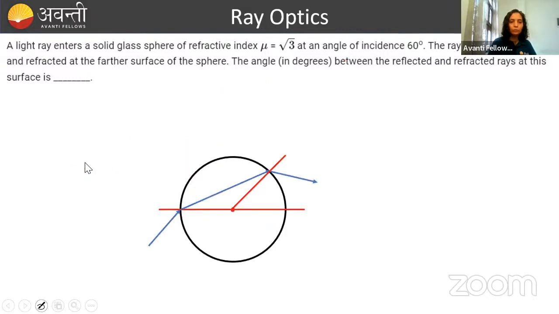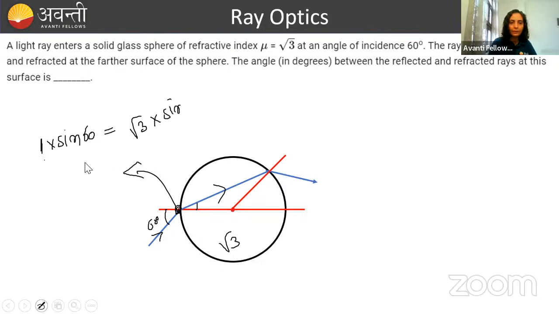So if I go on to solve here, I have drawn the diagram also. Let me calculate and tell you. So this angle is 60 degrees. What will be this angle? Apply Snell's law here. Mu1 sin i equals mu2 sin r. So incident light is in which medium? In medium mu1, that is air. So 1 into sin 60 will be equal to, light is getting refracted into which medium? Medium of refractive index √3 into sin r.